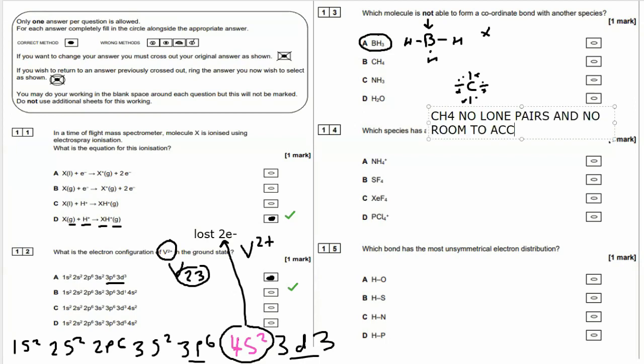Just to show you, for ammonia, which is NH3, ammonia is in group 5, so it has 5 electrons, 3 bonds. That means there's a lone pair, so it can be involved in a coordinate bond. It can donate that pair of electrons.